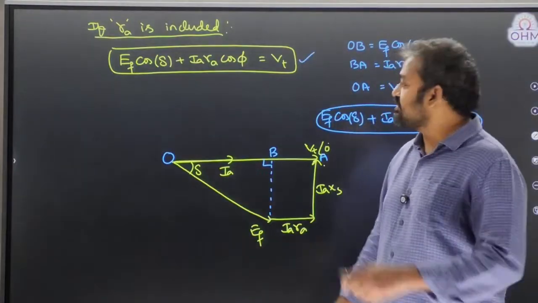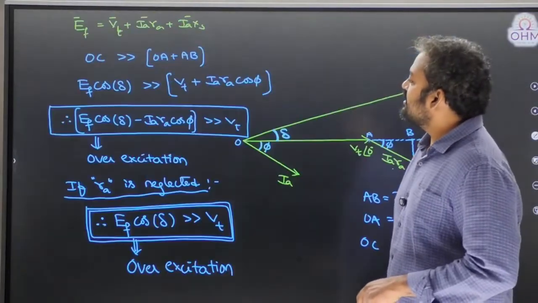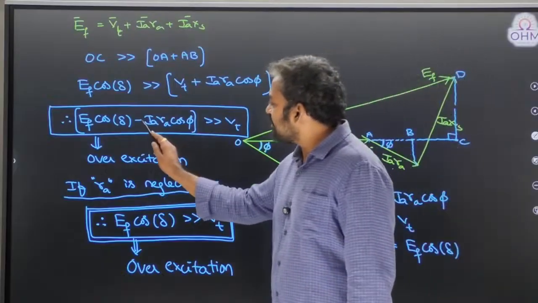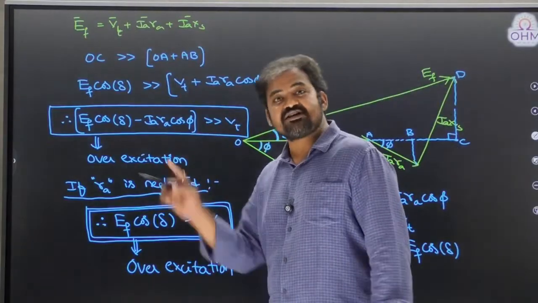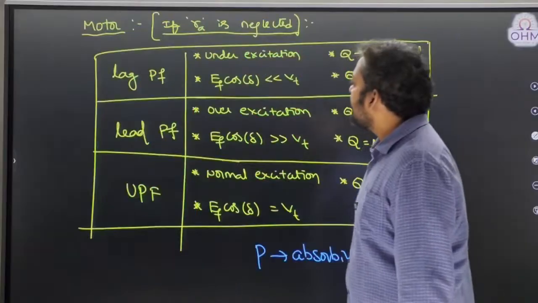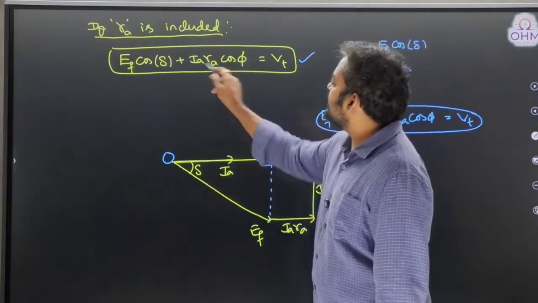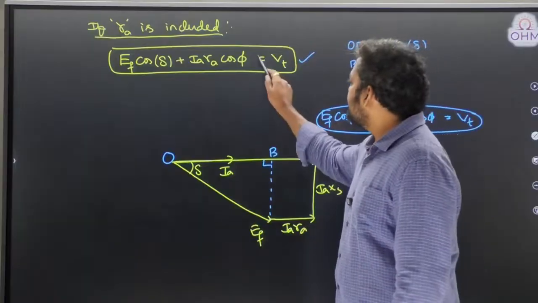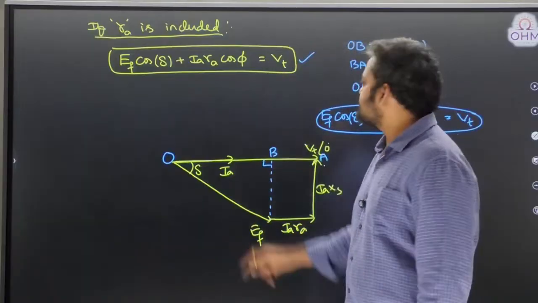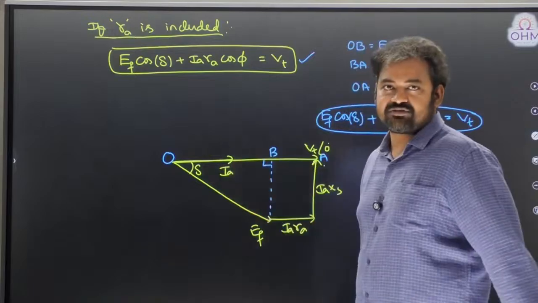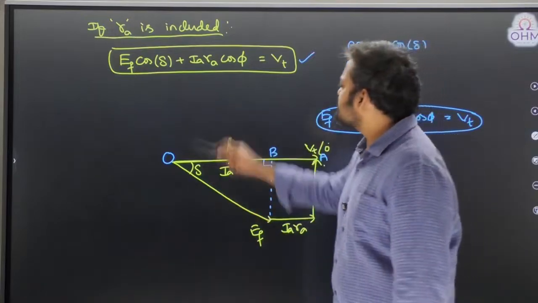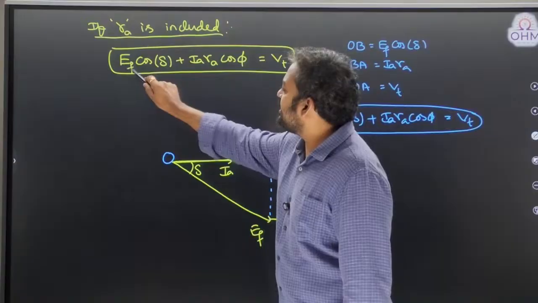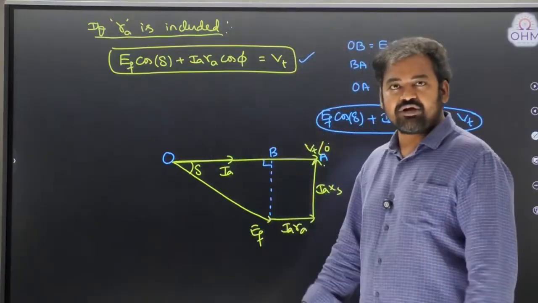If it is a generator, we already derived it, if you remember. In a generator, in the equation I derived, you get minus IA RA cos phi. But in a motor, the current reverses, therefore that is plus IA RA cos phi. If it is equal to VT, that is normal excitation. If it is greater than VT, over excitation. Less than VT, under excitation. But normally, in the majority of questions, RA will be neglected, so you will compare EF cos delta and VT only. Got it? Okay.